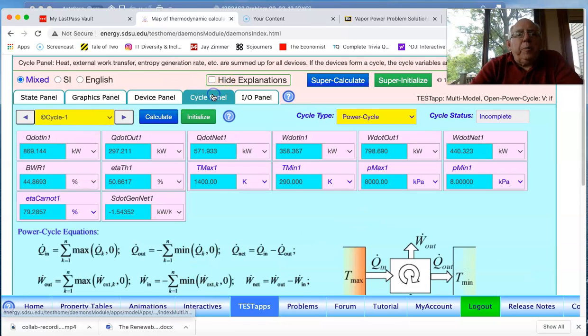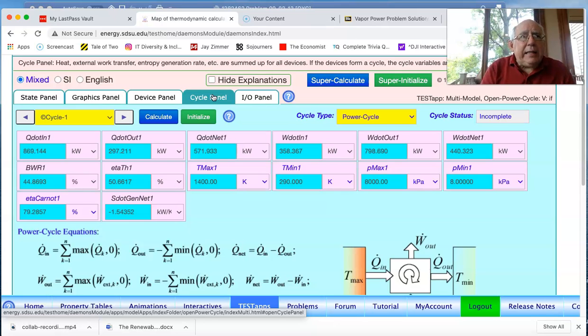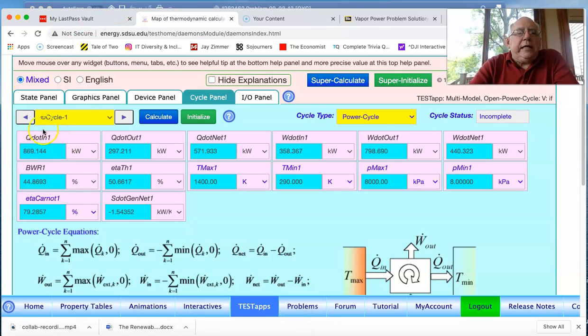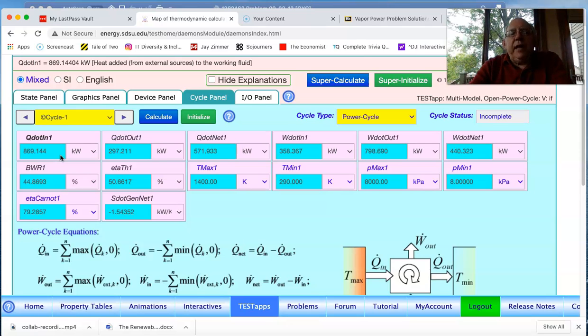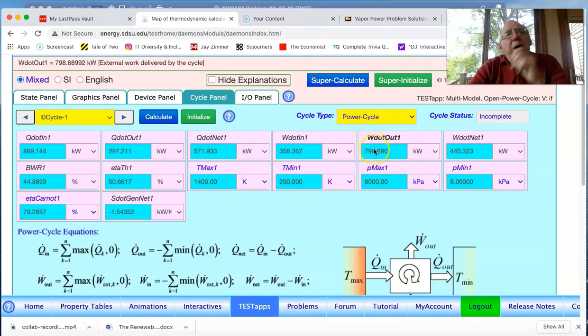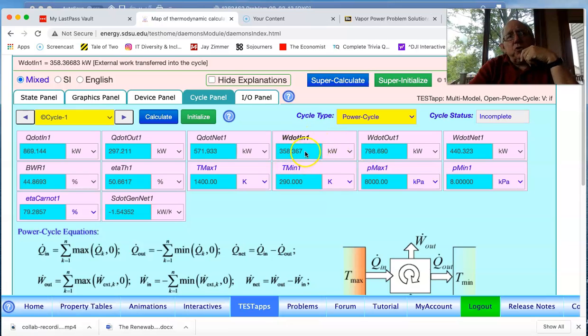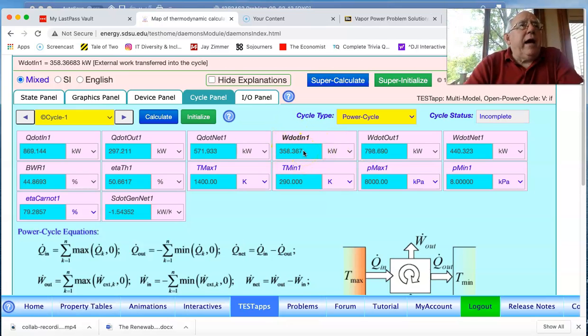Now when we go to the cycle panel, it has now taken all of the heats that had to be supplied, and in this particular case, the only heat that we had to supply was the heat in the combustion chamber on the left side for the air. We then also added up the two powers generated by the two turbines, and we subtracted the amount of power that was required by the pump, which was small, and we added to that the power for the compressor over on the air side, which is much greater.